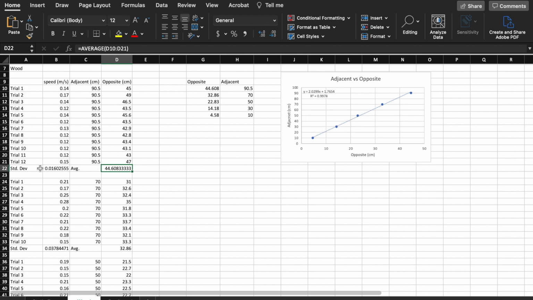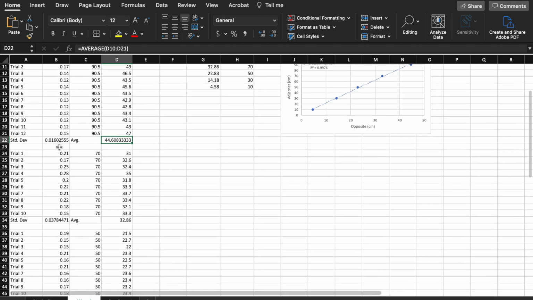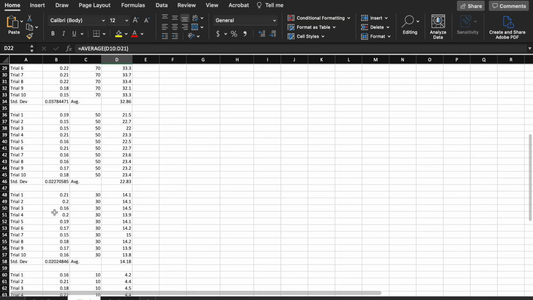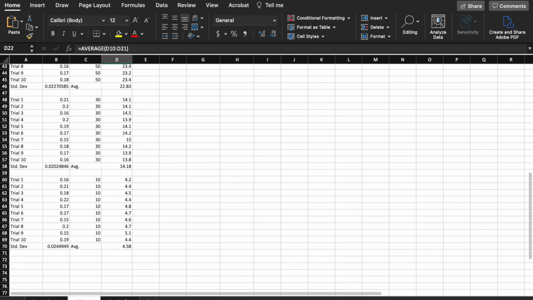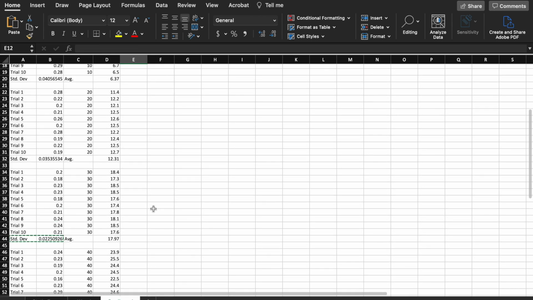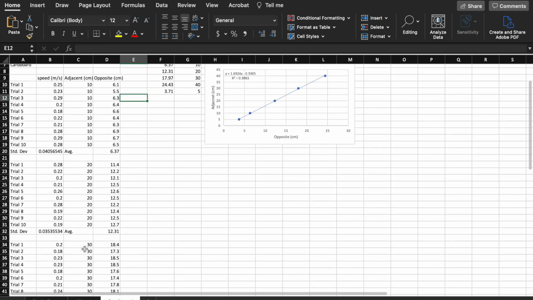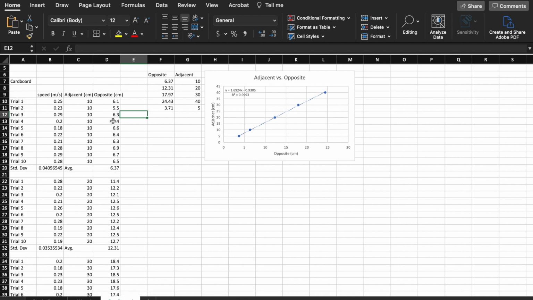And then what we also did is took the standard deviation of the speed, so that way we can check how close we were to keeping the same speed. And as you can see, these are all really low values, which is good. And then for the cardboard, we did the same thing. We took the 5 values and then averaged the opposite values that we got, put it in a table, and then made another graph with adjacent on the y, opposite on the x, and then got the kinetic friction value of 1.69 and an r-squared value of 0.999.